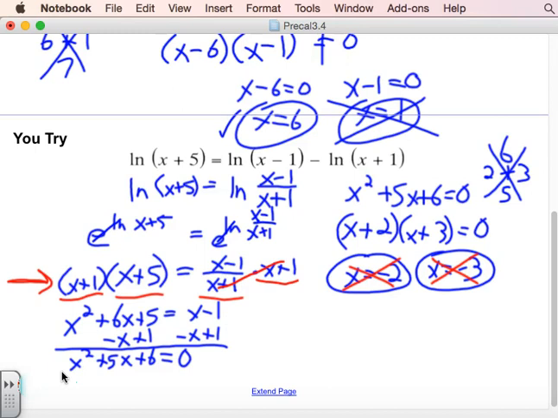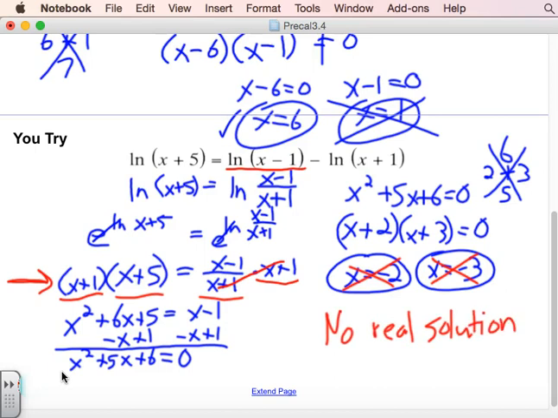So now I've got to check for extraneous solutions. So I go and plug both of those back in, and I see that in this logarithm, using that one, both numbers, when I plug them in, make me take the logarithm of a negative, which is not possible. So neither one of those are actual answers. So that means that this problem has no real solution. Okay, no real solution on this one.